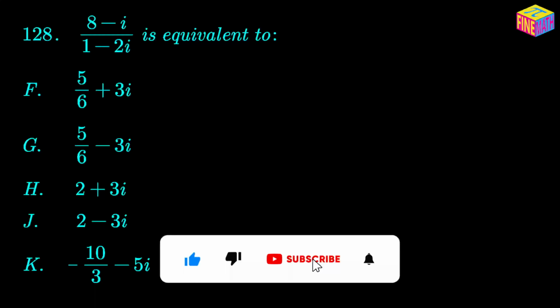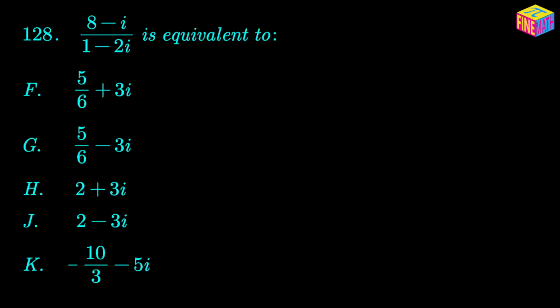So let's get started. Here the question says (8 - i)/(1 - 2i) is equivalent to which of the following complex numbers? So we have been provided the ratio of two complex numbers, (8 - i)/(1 - 2i), and we have to find out this particular number is equivalent to which of the following 5 options, right?